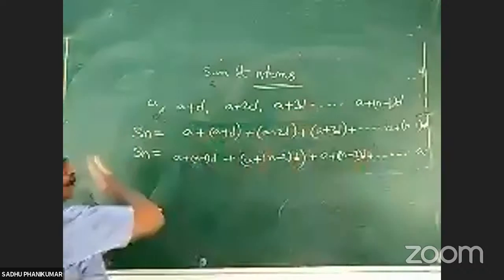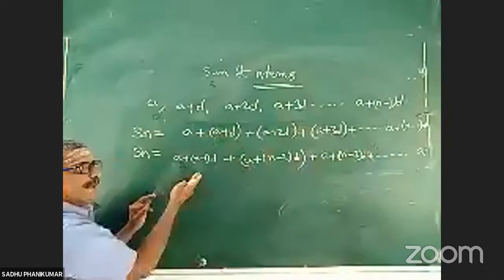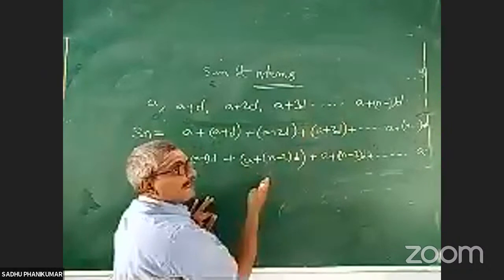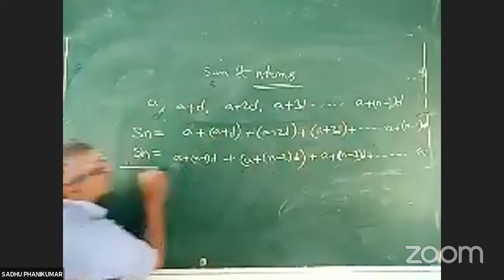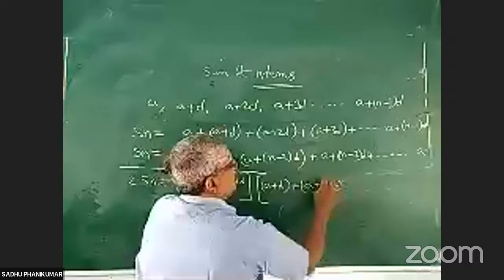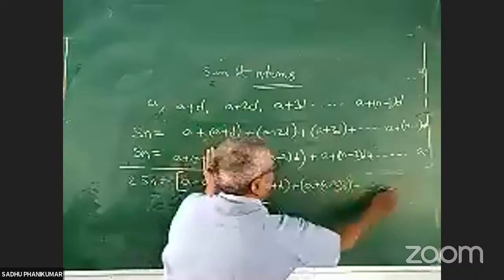Simply, I reverse the given progression. The last term is written first, and the first term is written last. So by adding the two, 2Sn is equal to, in the first one, a plus a plus n minus 1 into d, here also in this one a plus a plus n minus 2 into d plus 1 into d, like a plus n into d plus a. By adding all these two, what we got is like this.